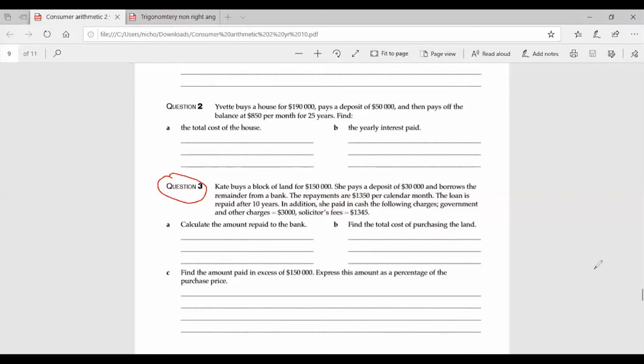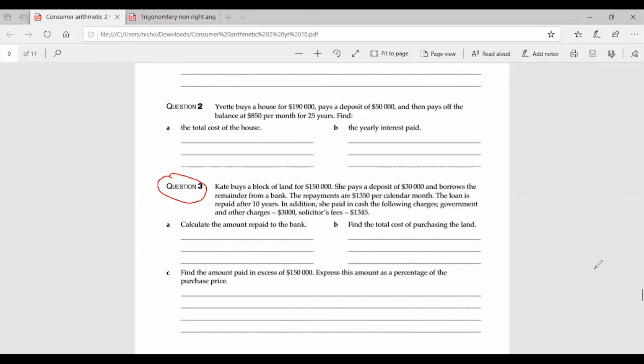So how much is she repaying each month? 1,350. Yeah. And how many months is she repaying that for? 120. So how would you calculate the total amount that she pays? Yeah, you times 1,350 times 120. Yeah, exactly. Does that make sense? So can I get you to do that? And then there's also a few additional charges that she had to pay for as well.